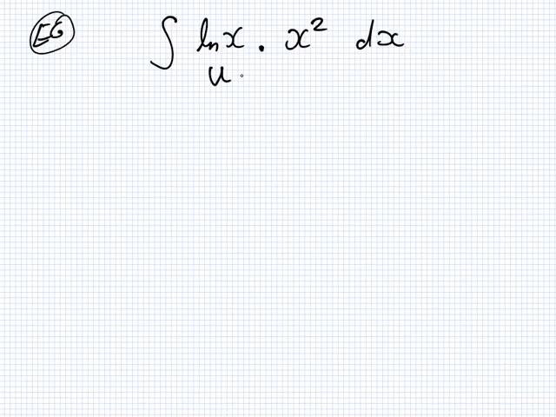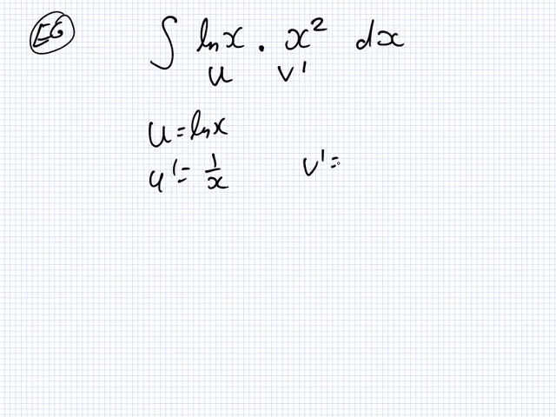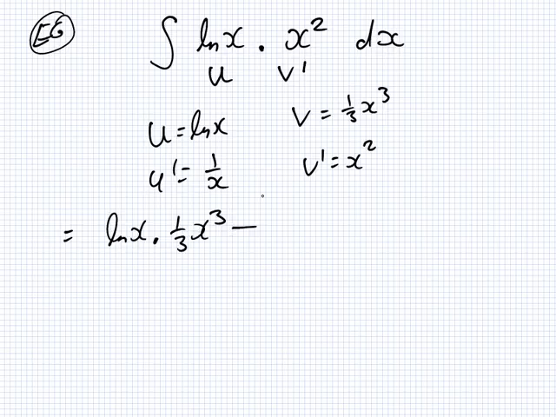So this is u and this is v derivative. So u is log x, u derivative is 1 over x, v derivative is x squared, so v is 1/3 x cubed. So this is uv, and this is minus the integral of 1 over x times 1/3 x cubed.